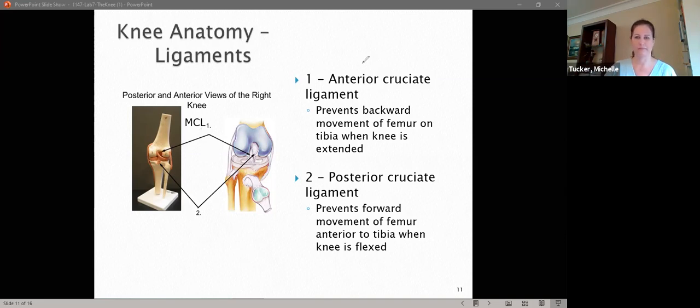Okay. So we have our ACL on the front, which is going to prevent backwards movement. Our PCL on the back is going to prevent forward movement at the knee joint.